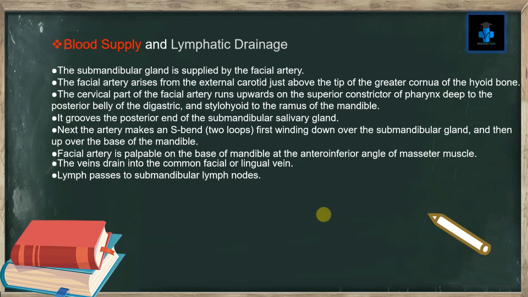Now let's learn about the blood supply and lymphatic drainage. The submandibular gland is supplied by the facial artery. The facial artery arises from the external carotid artery just above the tip of the greater cornua of the hyoid bone. The cervical part of the facial artery runs upward on the superior constrictor of pharynx deep to the posterior belly of the digastric and stylohyoid of the ramus of the mandible.